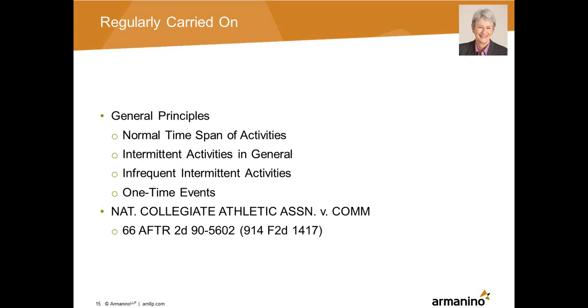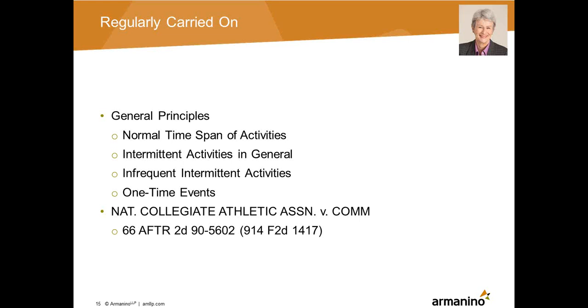So what this basically came down to is the NCAA, they have a big basketball tournament every year, and they would sell advertising for that tournament. But it's a short time span. So, and yeah, there's a lot of prep work, but the actual sale of the advertising and then the delivery of the advertising itself during the tournament is a pretty short time span.